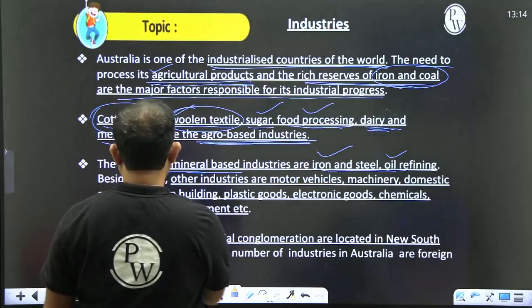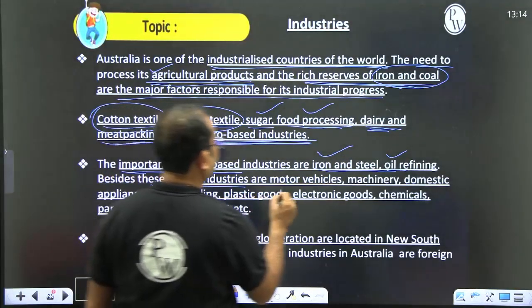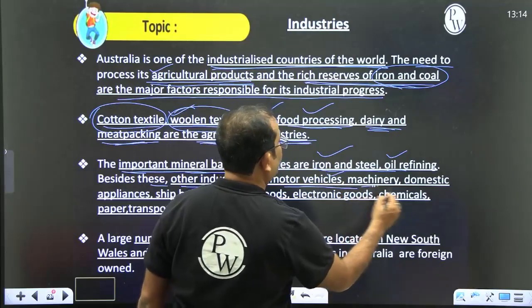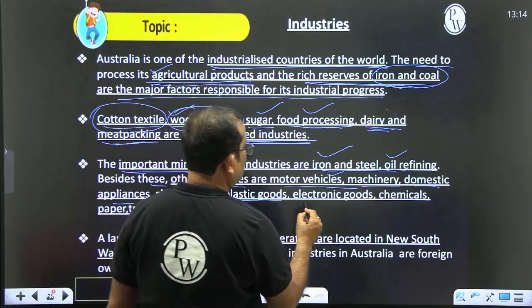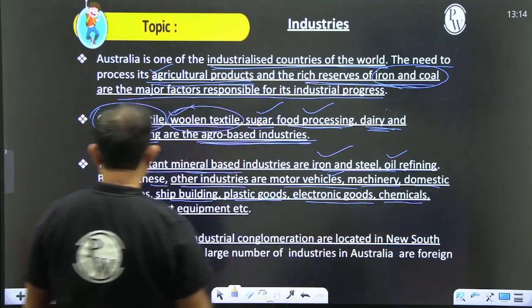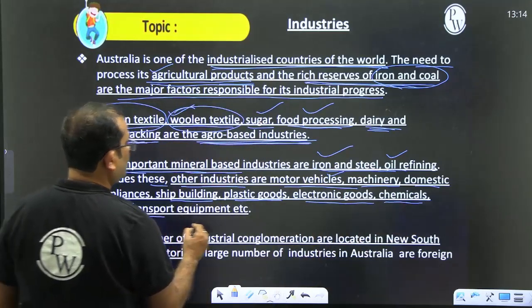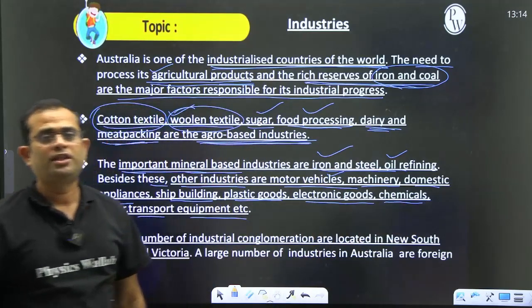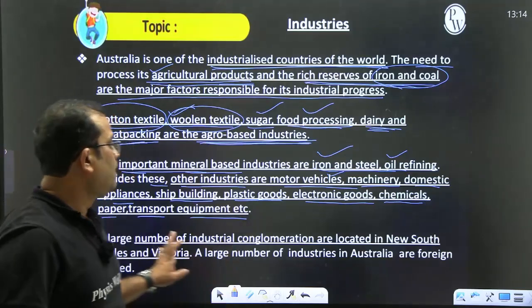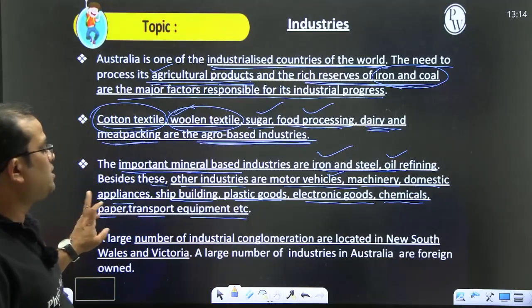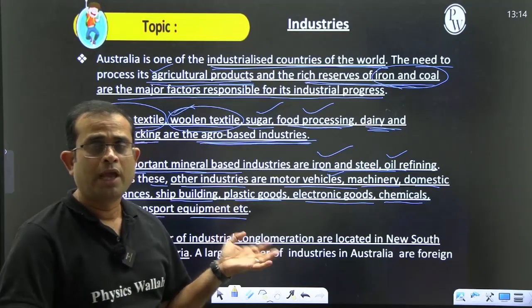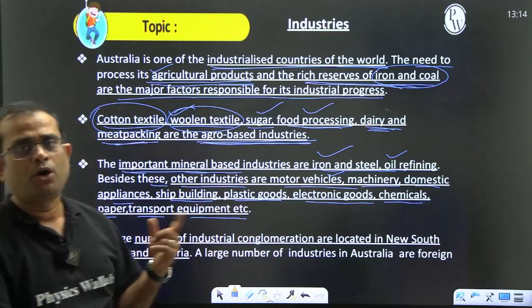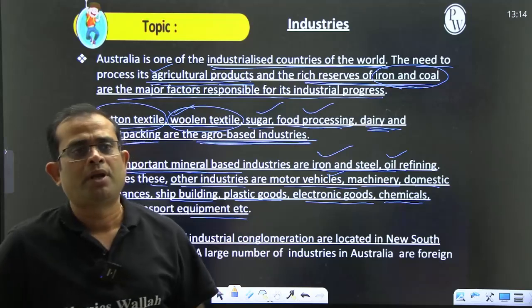So besides oil refining, other industries include motor vehicles, machinery, domestic appliances, shipbuilding, plastic goods, electronic goods, chemicals, paper, and transport equipment. Electronic goods basically means semiconductors.